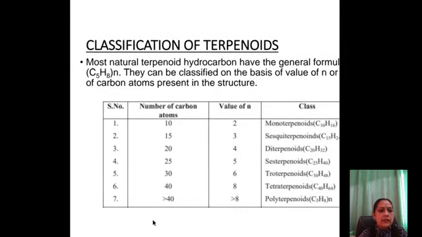Now, we will discuss the classification of terpenoids. Most terpenoid hydrocarbons have the general formula C5H8, and they are classified on the basis of the number of carbon atoms present in the structure. If the number of carbon atoms is 10, then the value of n is 2, and these are called monoterpenoids. If it is 15 and the value of n is 3, then we get sesquiterpenoids. There are various types we will discuss in this table. These are diterpenoids, sesterterpenoids, triterpenoids, tetraterpenoids, and polyterpenoids.